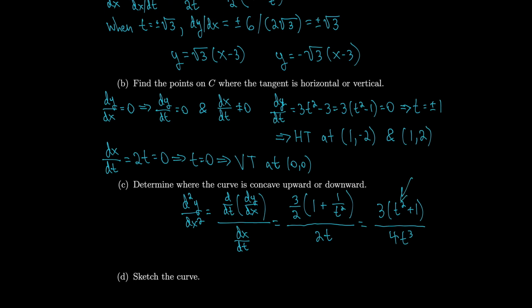So t squared is always positive, we don't have to worry about that. t cubed will just carry on whatever sign we have. So that means this thing is positive when t is positive and it's negative when t is negative. So our curve is concave upward when t is positive, and it's concave downward when t is negative.